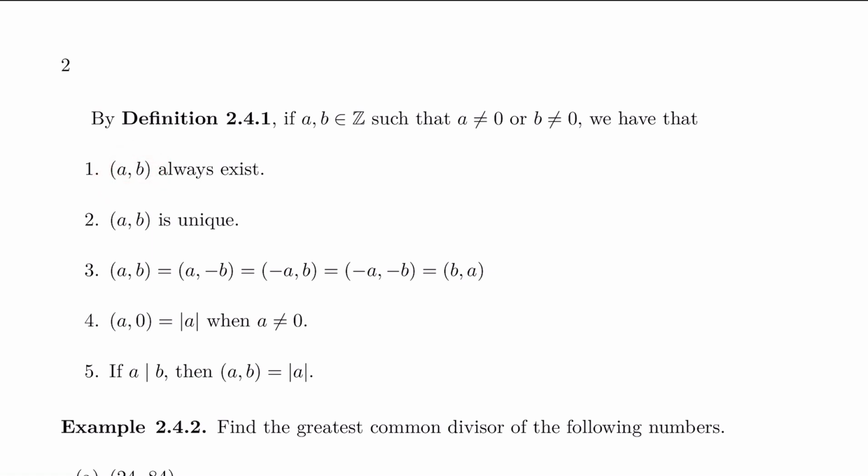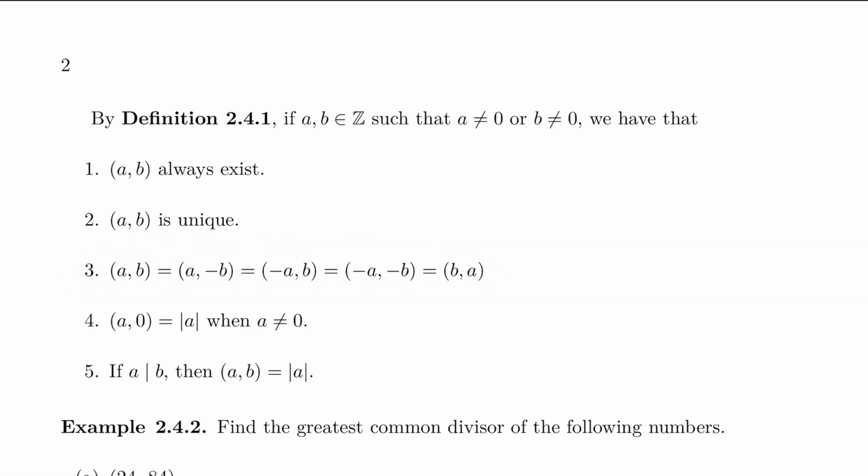Number 2, the greatest common divisor of A and B is unique. So there is only one greatest common divisor for each pair of A and B. Just only one. And the third one, if you can find the value of the greatest common divisor of A and B, you can also have the greatest common divisor of A and minus B, minus A and B, and minus A and minus B. Okay, these greatest common divisors will be the same.